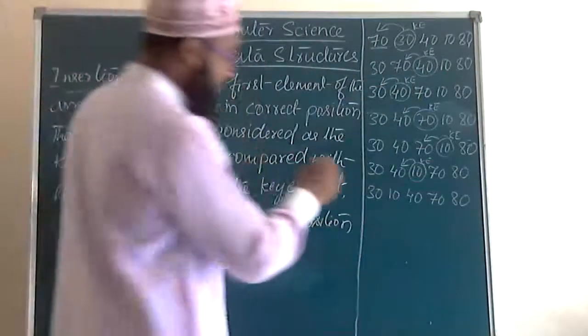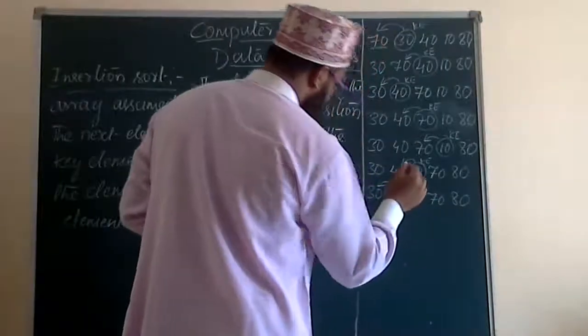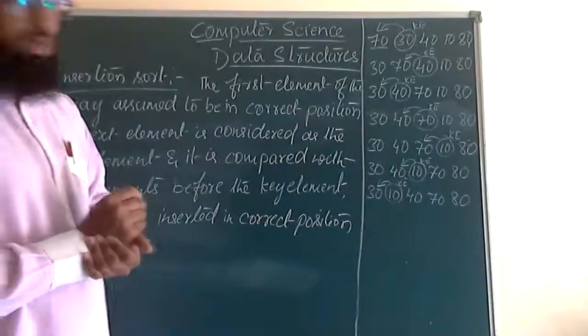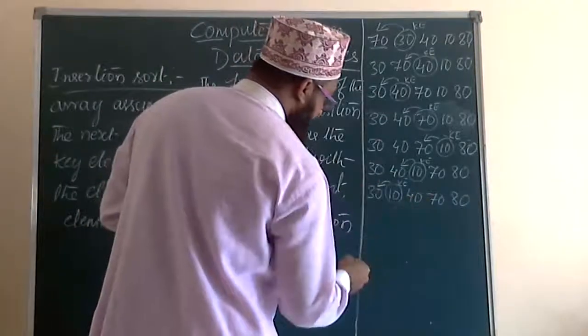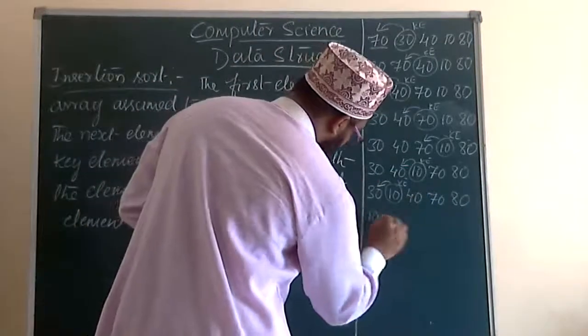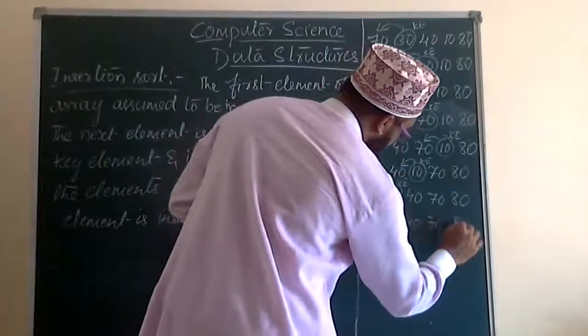Okay. Again compare. Take 10 as the key element and compare with 30, because this is the smaller one. Again 10 is smaller than 30, 30 is bigger than 10. So this will become 10, 30, 40, 70, 80.